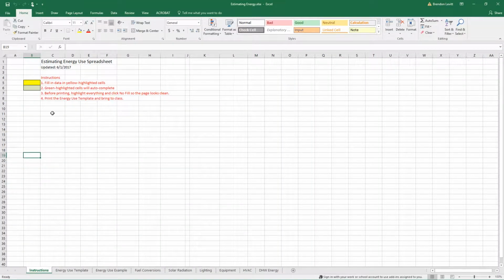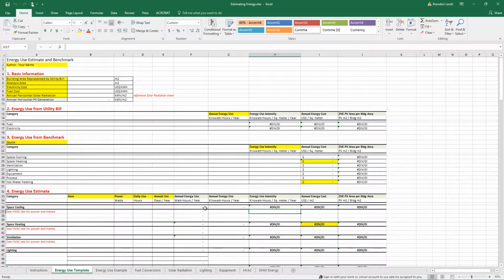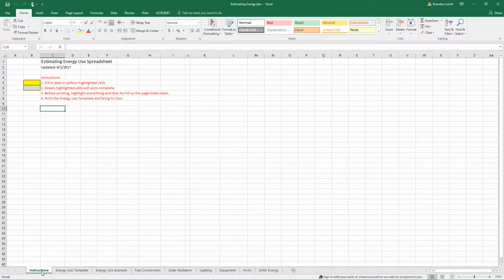You see on the first page of the Excel spreadsheet, there are some simple instructions. When there's a yellow highlighted cell, that means there's data that you need to fill in. When there's a green highlighted cell, it means that there's some automatically completed data. And because the yellow and green can get cumbersome, or it looks bad, before you print it, you should highlight everything and click no fill so the page looks clean, and then print the template when you're done. Bring it to class.